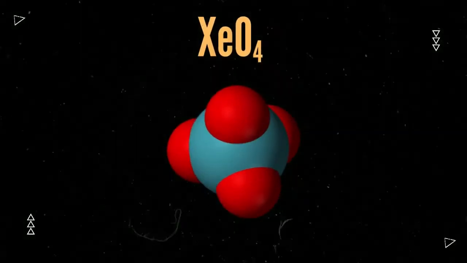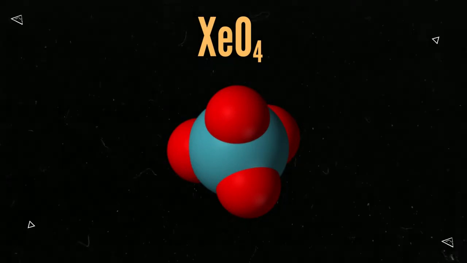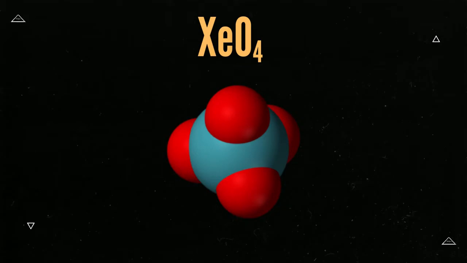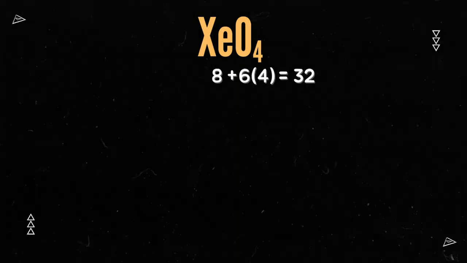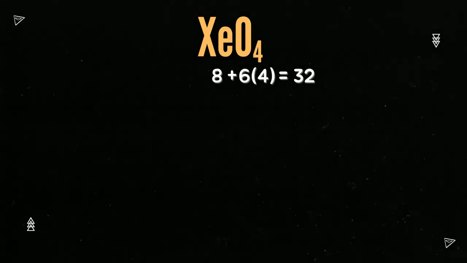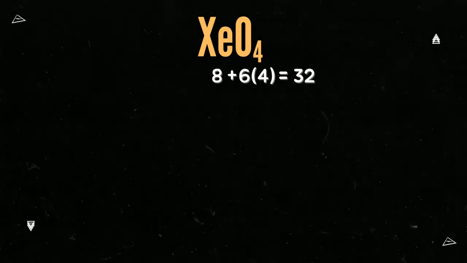Next is xenon tetroxide. XeO4 or xenon tetroxide is a chemical compound made up of xenon and oxygen. Xenon has 8 valence electrons. Oxygen has 6 valence electrons. And we have 4 of these oxygen. So, 6 times 4, and this gives us a total of 32 valence electrons.